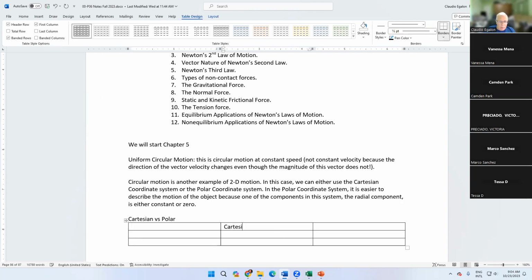Okay, Cartesian. I'm going to put a table here. Polar coordinate systems. Okay, Cartesian and polar. In the Cartesian coordinate system, you have x and y, right? In the polar coordinate system, you have r and theta. In both cases, they are perpendicular to each other.